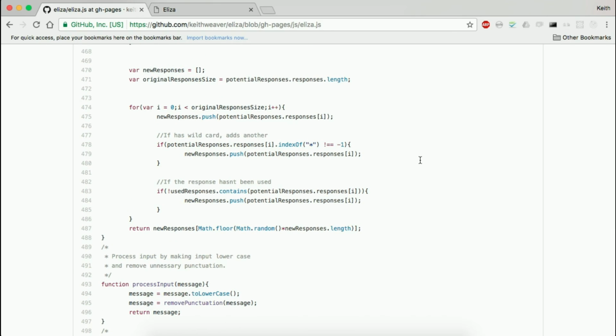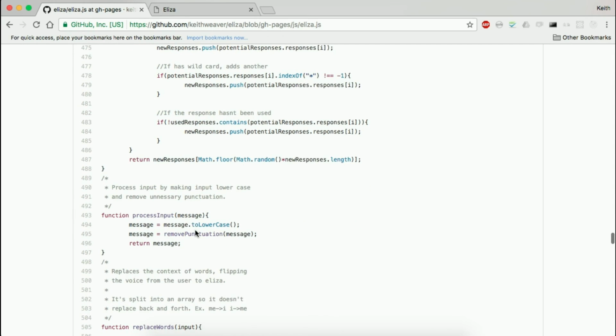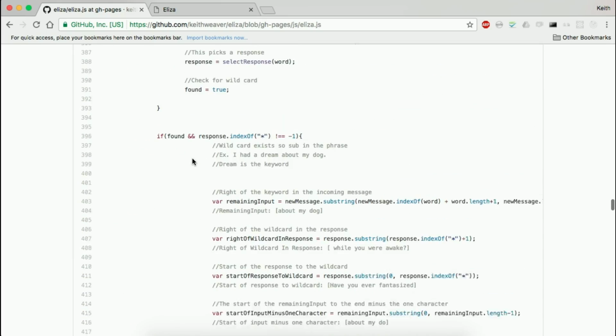Then if it has a wildcard, it adds it a second time. The idea is that as wildcards are more engaging in the conversation, it adds them more. The same thing happens if the response hasn't been used yet, because if it's been used, you won't want to repeat the same thing over and over again. So it adds it a second time. But there's still a degree of randomness, because there has to be. So it picks from those odds. It's probably going to be 1 of 5. And so that's how it selects a response.